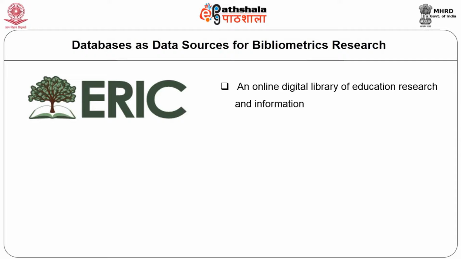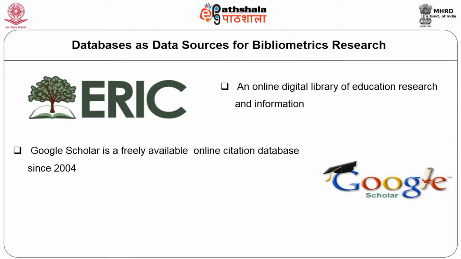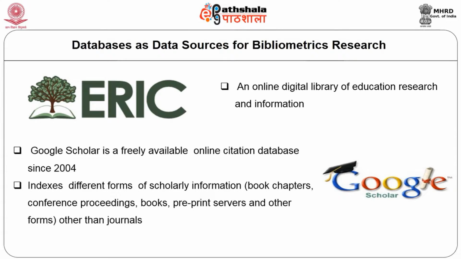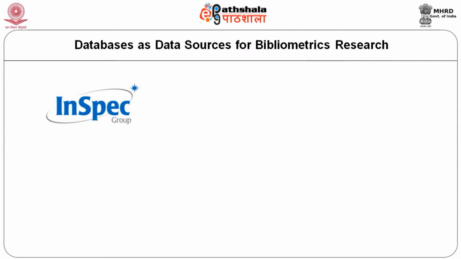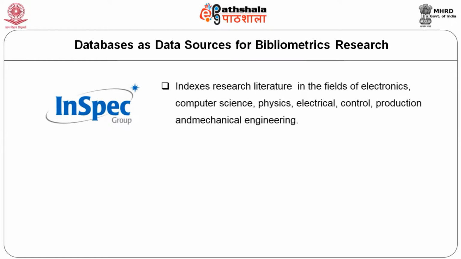One of the upcoming data sources which is popularly being used by many bibliometricians is Google Scholar. Google Scholar was started in 2004. It is popular because it is freely available. Because of free availability and indexing different forms of scholarly information other than journals also, Google Scholar has become quite popular.